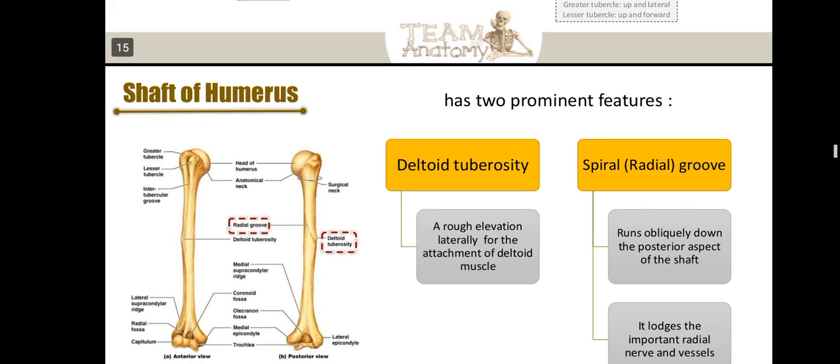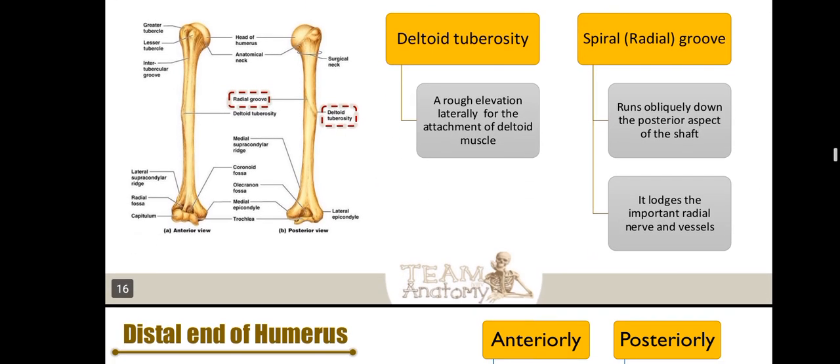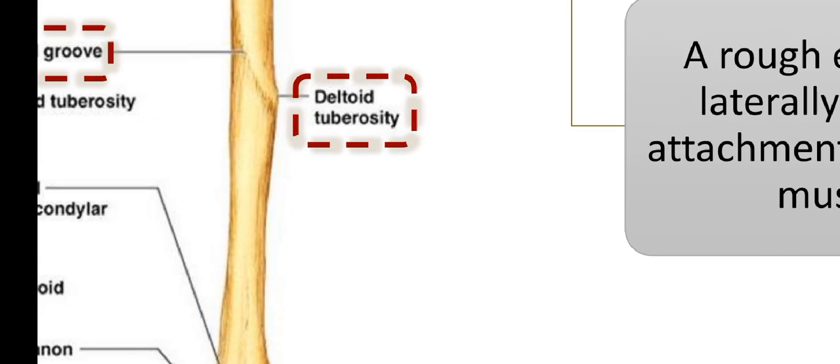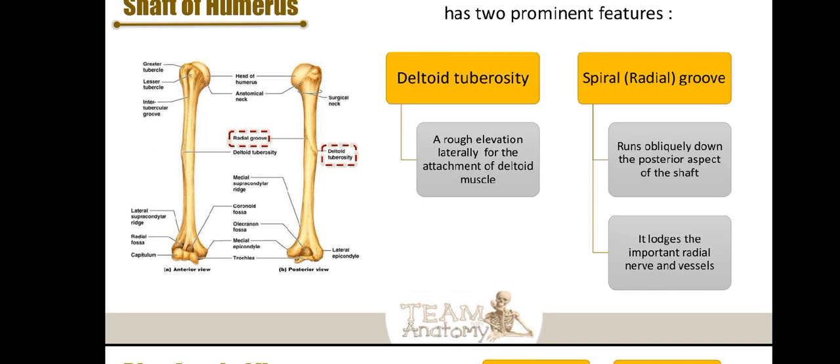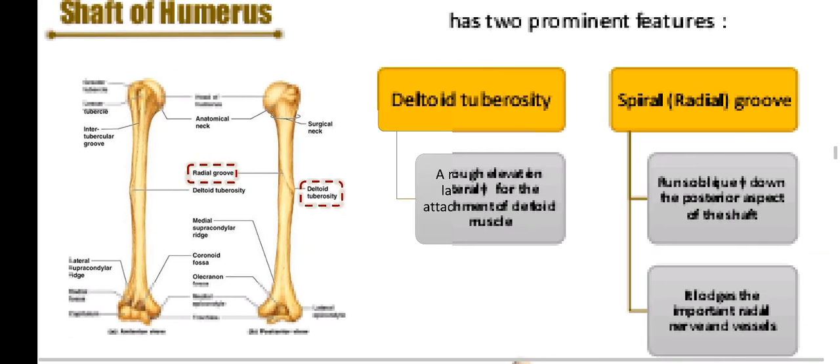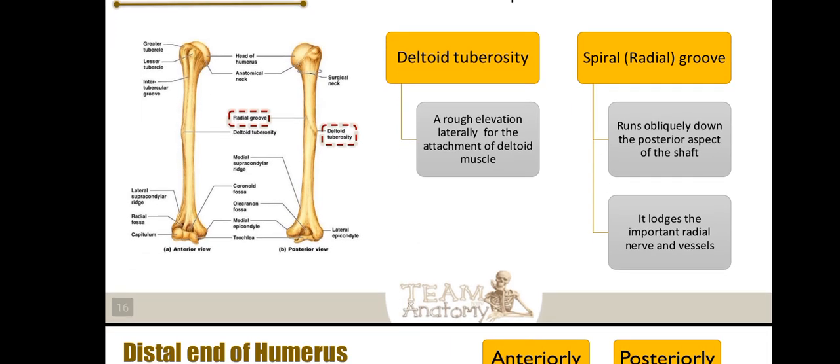All right, so the deltoid tuberosity is a rough elevation, lateral, for the attachment of the deltoid muscle. Most of these things carry the names of the muscles that insert in them or the nerves that pass through them. Then the radial groove that we've been talking about runs obliquely. Obliquely is like what? Diagonal. Draw a square, then join two opposite points of the square. That's your diagonal. It lodges the radial nerve and vessels.